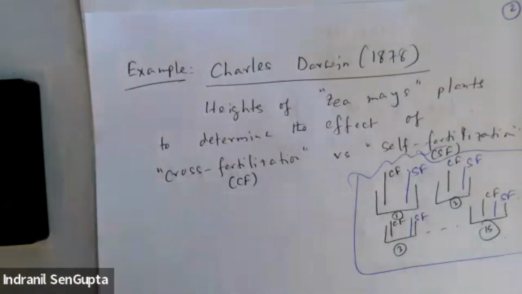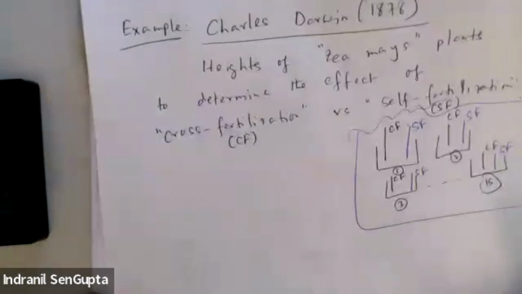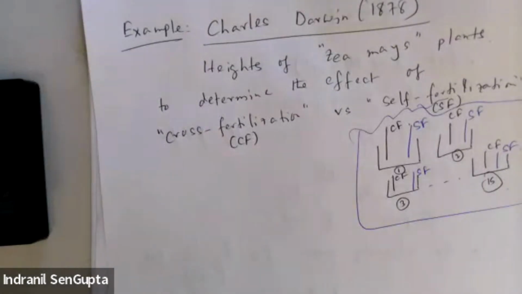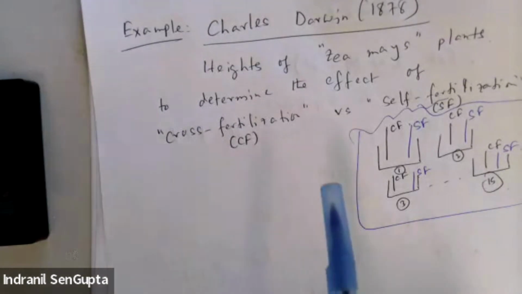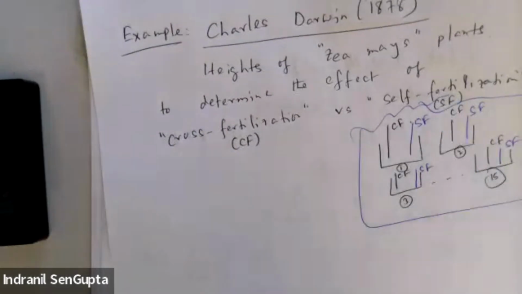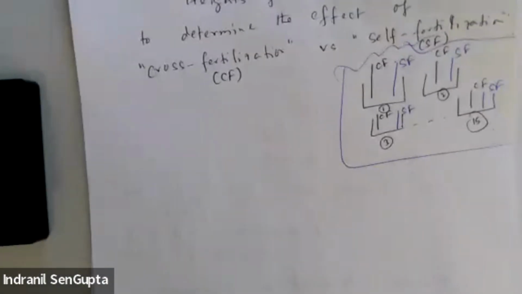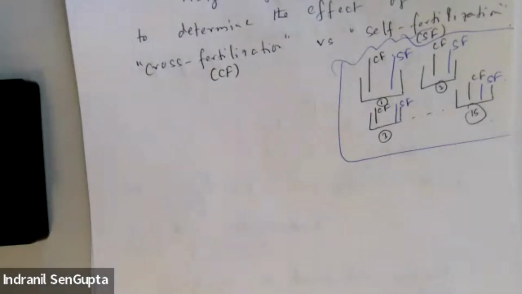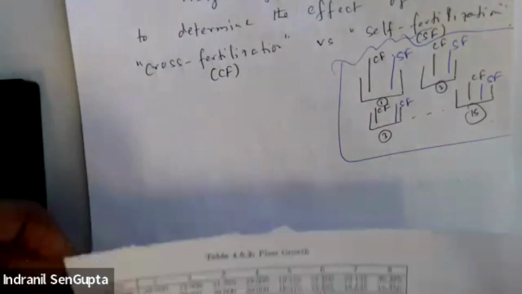So there are 15 pots, and after some days, the heights are noted. What's the goal? The goal is to see if the cross-fertilized plants are taller than the self-fertilized plants. Now let's see how we can do it. Before that, let me put the data set from the textbook. So here is the data.